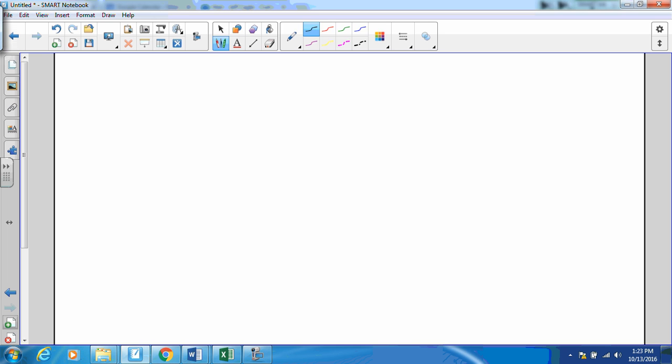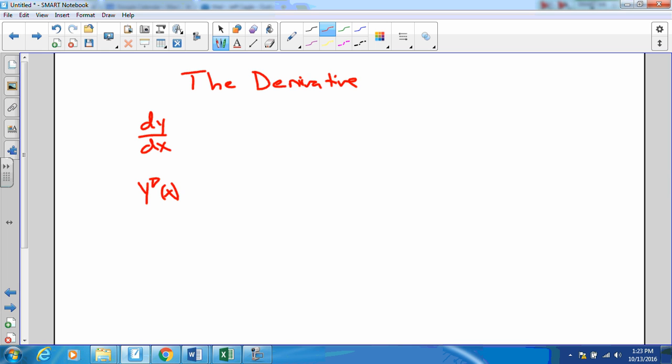Yesterday, we talked about the derivative, and the derivative has two different pieces of notation. One is dy dx, and the other is y prime of x.